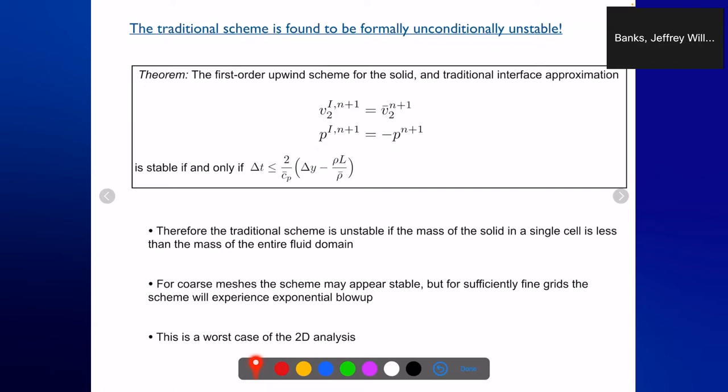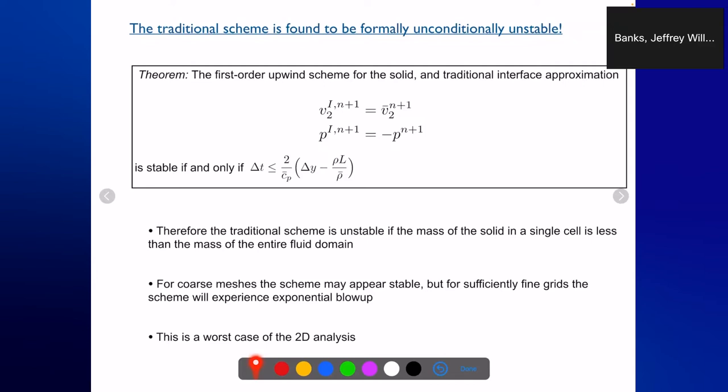So in practice, what this means is that for coarse meshes with large time steps, the thing may appear okay. But if you start to go to sufficiently fine grids, you're going to observe that the scheme gets stiffer and stiffer and stiffer, and you're going to have to iterate more and more and more to stabilize. And this is in fact what folks have noticed over time, is their solvers get harder and harder and harder as you refine the grid.